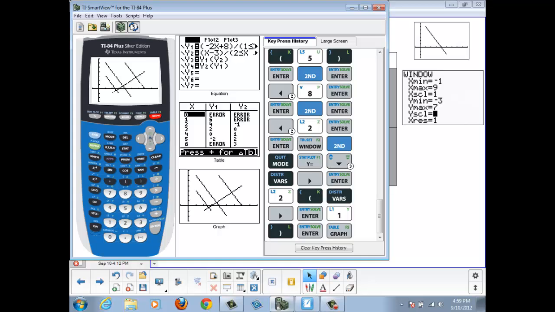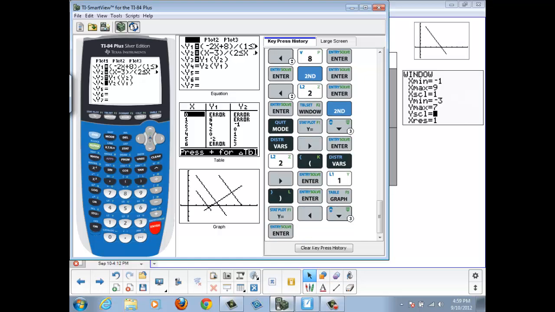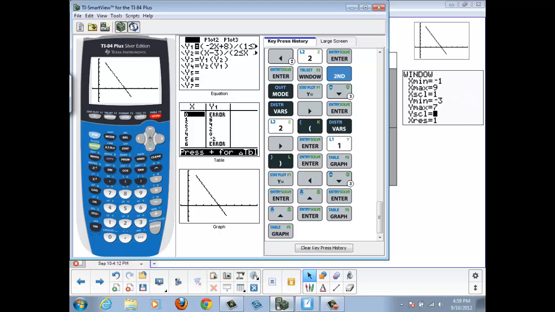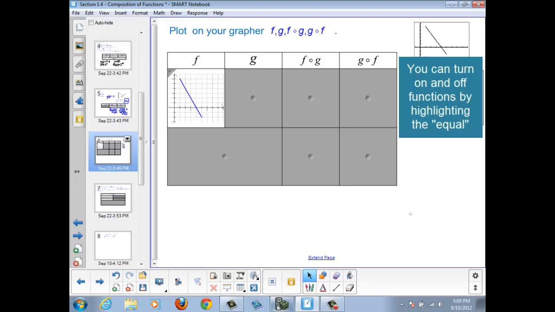Now, if we wanted to look at just one at a time, we go back to our y equals screen, and if we move the cursor over the equal sign, we can toggle any particular equation on or off by hitting enter. So I'm going to go down and toggle off the two composite functions and g. So now if I go back to my graph, the only graph that's turned on is f. And you should see that. You can see the window that I've set as well.